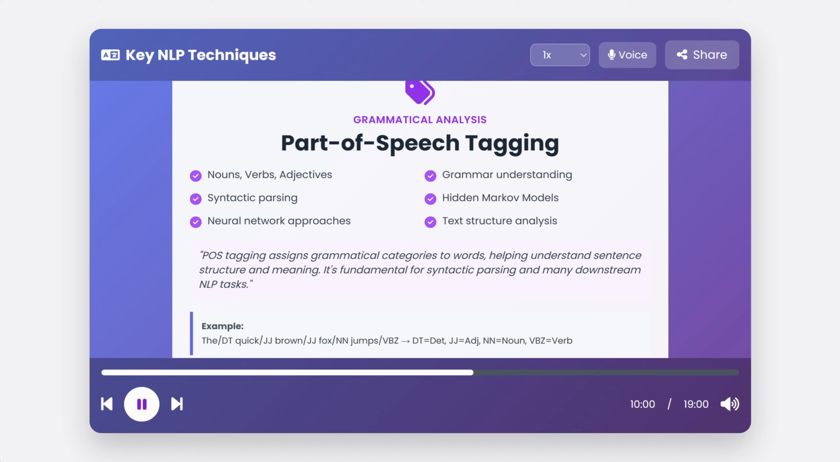POS tagging is fundamental for syntactic parsing, which analyzes sentence structure, and for many downstream NLP tasks like machine translation and information extraction. For example, tagging the sentence, "The quick brown fox jumps" would identify "the" as a determiner, "quick" and "brown" as adjectives, "fox" as a noun, and "jumps" as a verb, providing a grammatical blueprint of the sentence.